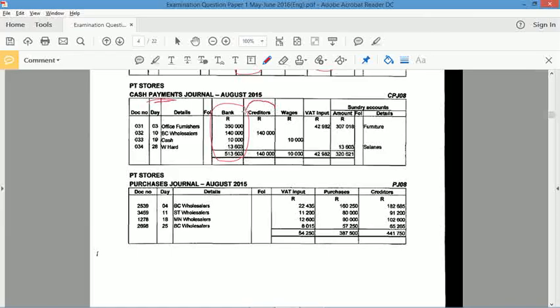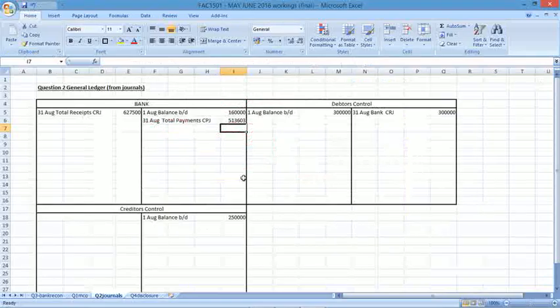Okay, did they ask you for the creditors? Yes, they did. So what's the relationship with the creditor? Well, as a business, you would be buying from them. So if you're buying from a creditor, you're going to owe them. At some point in time, you're going to make a payment. This is the cash payments journal. So why do I have creditors in the cash payments journal? It's because I've paid some of the liability off. So creditors of 140,000 have been paid. Creditors is a liability. The liability will decrease on the debit side.